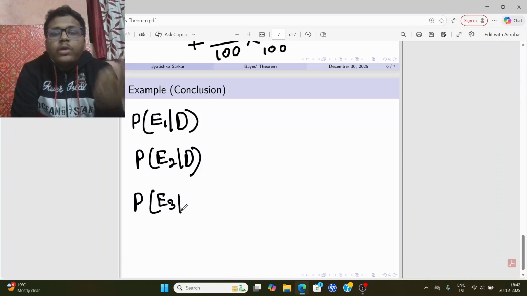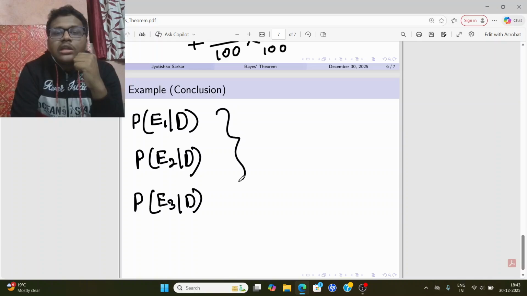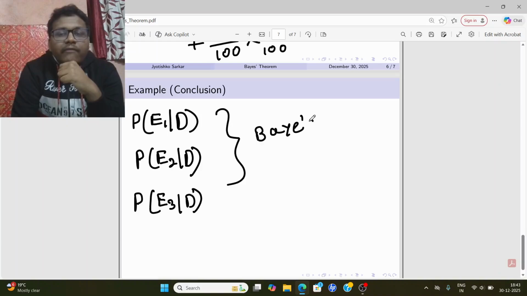Now how will we calculate that? Now we will use the Bayes theorem. So what is the definition of Bayes theorem? Let's go through that.